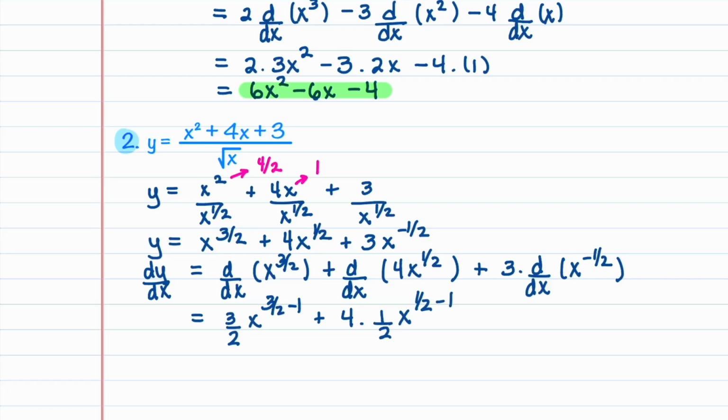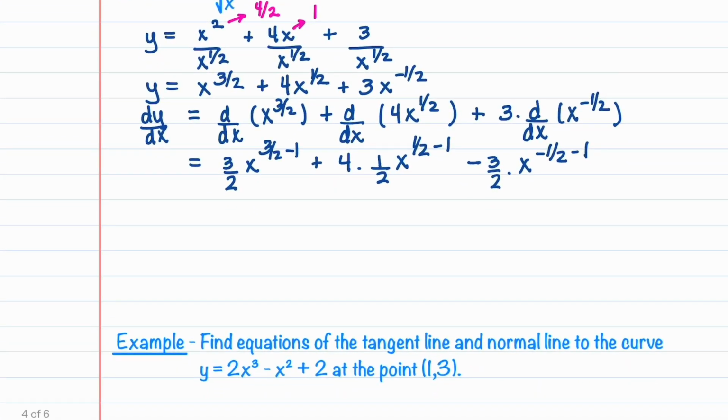And then our last piece, we're going to take our 3, multiply it by minus 1/2. So we get minus 3/2 times x to the minus 1/2 minus 1. This then gives us 3/2 x to the 1/2 power plus 2x to the minus 1/2 power minus 3/2 x to the minus 3/2 power.